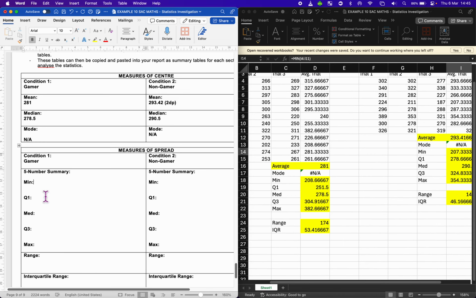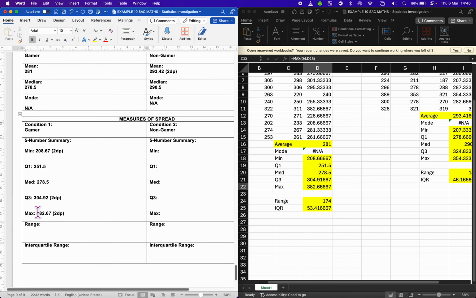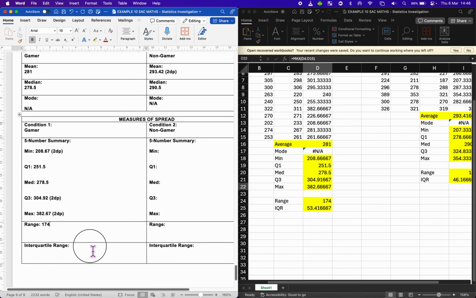What's the minimum? 208.67 to 2 decimal points. Q1 is 251.5, median is 278.5, Q3 is 304.92 to 2 decimal points, which you can see here. Max, 382.67 rounded to 2 decimal points. The range, like we found on the spreadsheet, was 174. The interquartile range was 53.42, rounded to 2 decimal points, as you can see here.